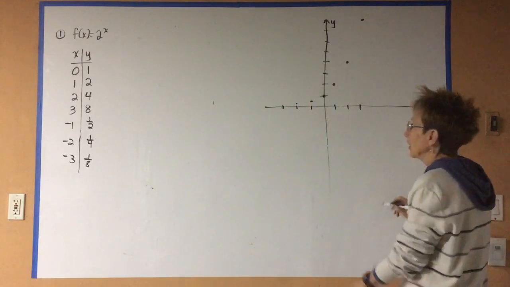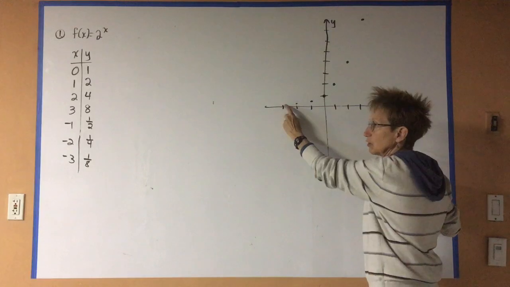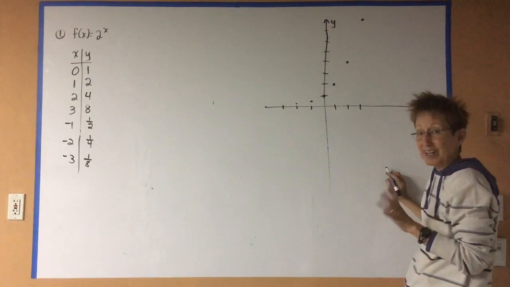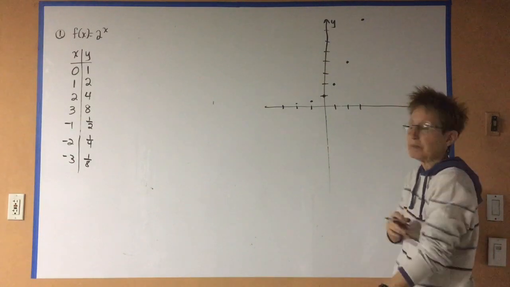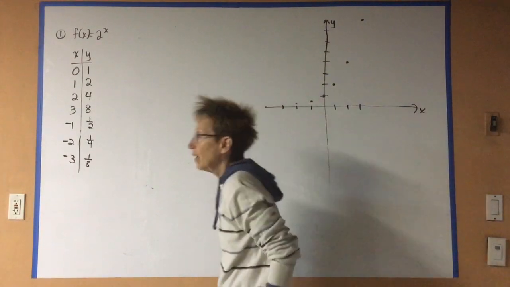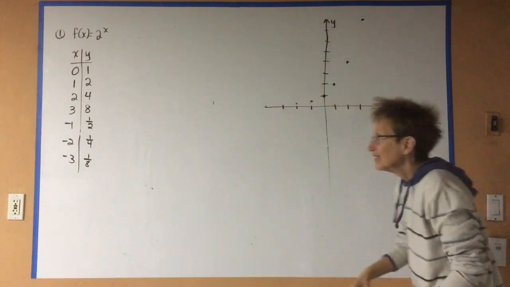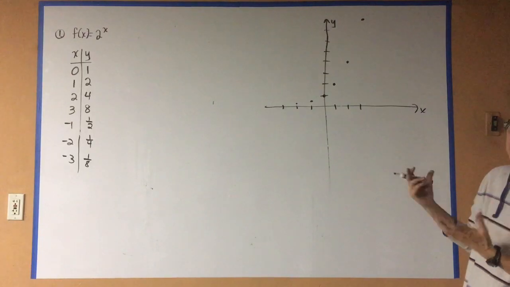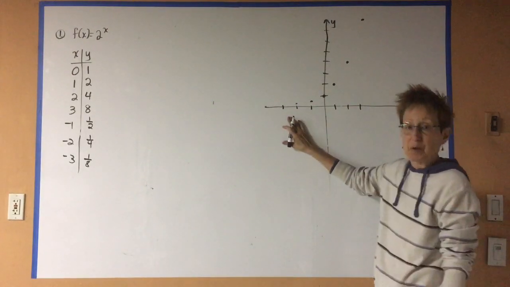So what's happening here? As I'm going this way, approaching the x-axis, I'm getting closer and closer, but am I ever going to touch it? Not quite. If it were negative 1 billion, I'd have 1 over, well, whatever 2 to the billionth power is. I'd be really close to 0, but never quite hitting it.